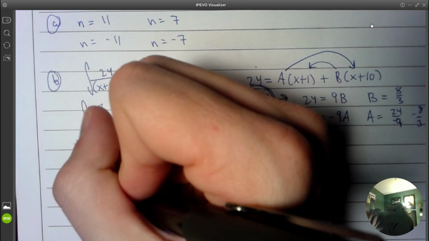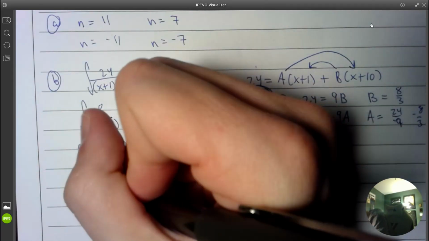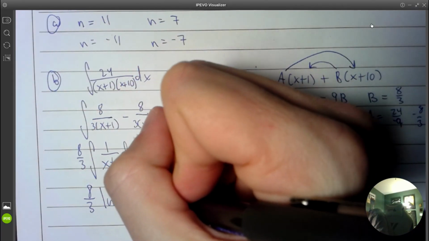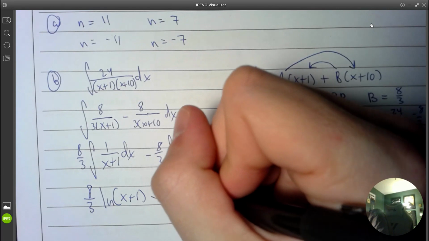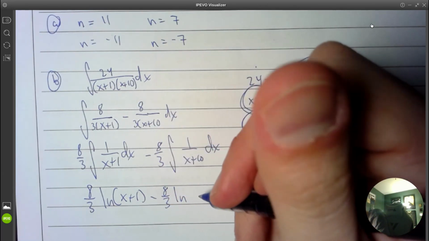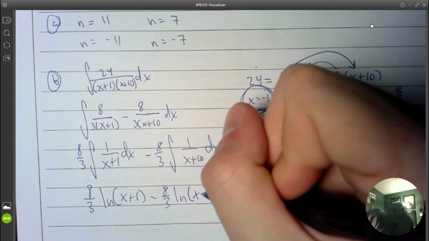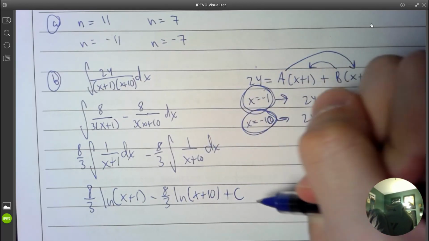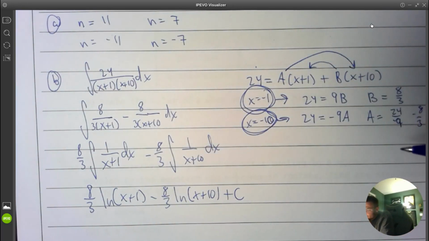Integrals. 8 over 3 natural log of x plus 1 minus 8 over 3 natural log of x plus 10 plus C. You know what? I'm not even going to bother to combine them. I don't think I need to. I think this is good enough. C.